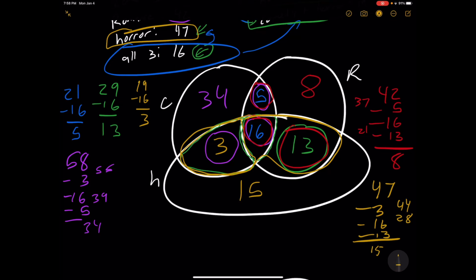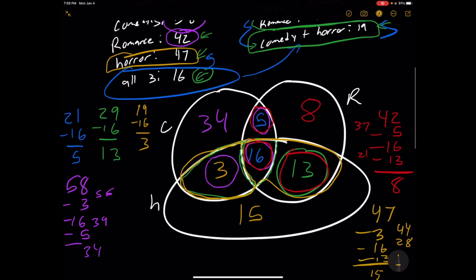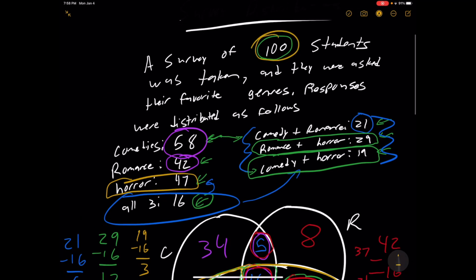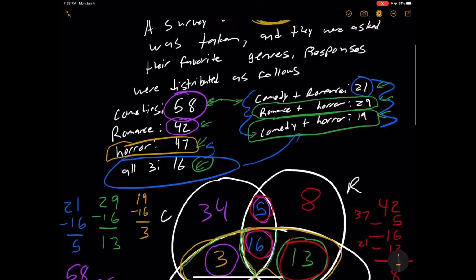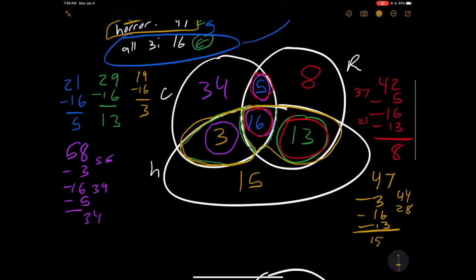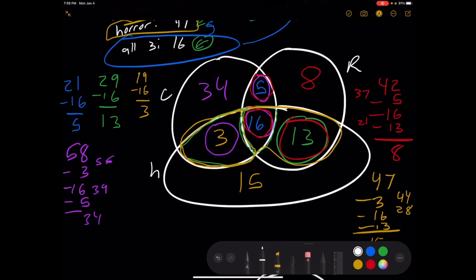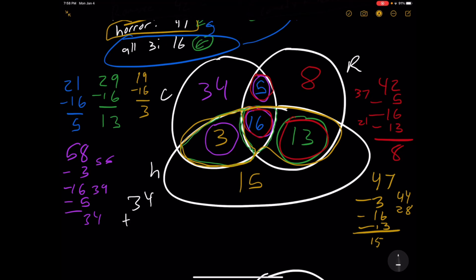And then all we have to do at the end is check our answer. So we have all these people who responded to a survey. So our total number of people should only be 100 students. It would only make sense that we have 100 students in our Venn diagram. So let's make sure that's true. We have 34 plus 3 plus 5 plus 16 plus 8 plus 13 plus 15.